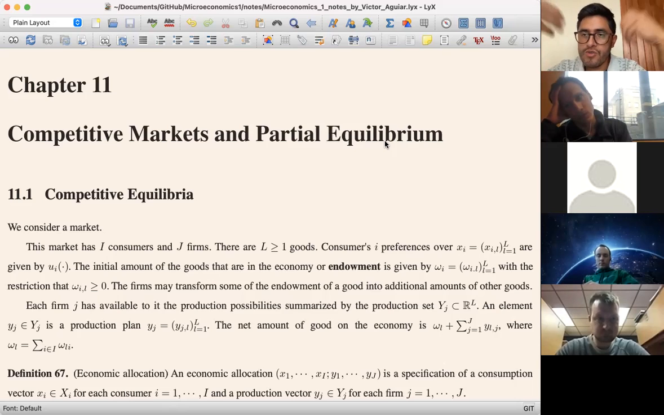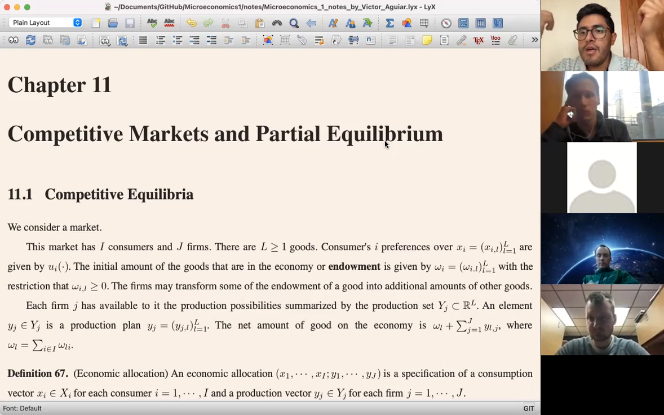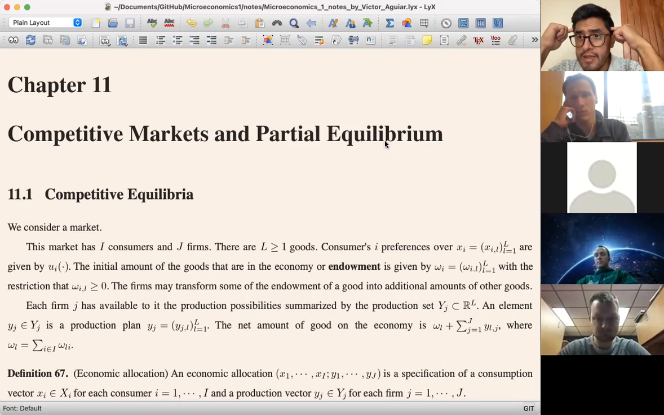Now, as we progress through the second part of the class, it's going to get harder because we're going to study what's called general equilibrium. And general equilibrium analysis uses multi-markets. So multi-markets are interconnected, and whatever happens in one market is going to affect other markets, right? So that's going to be much more complex. So let's start with the easy one.